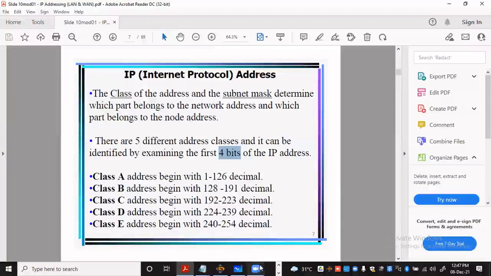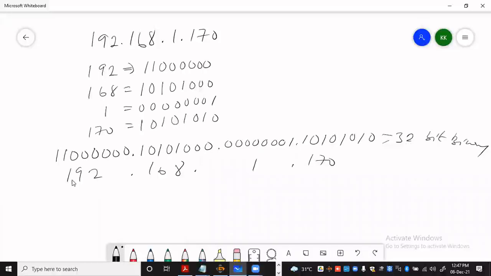Now the class of an IP address is determined from the first 4 bits. 1, 2, 3, 4, this first 4 bits is what determines which class of IP address you belong to. In this case we had 192, because you had 1100, and 1100 is 192. So once you know it's a 192, you can easily tell which class it's going to belong to.